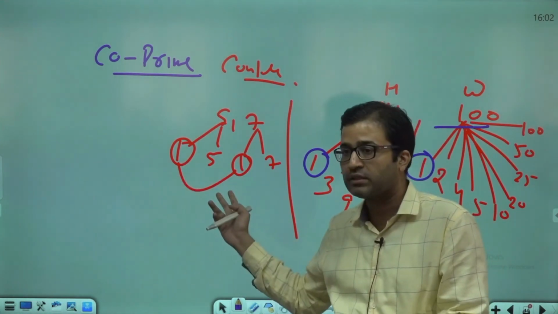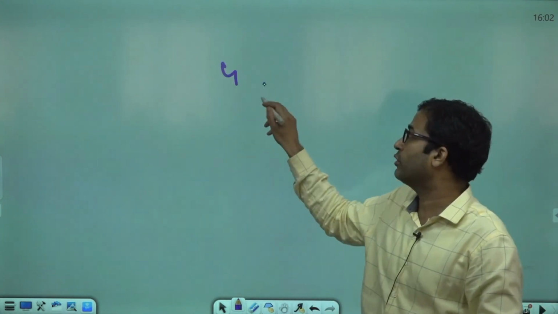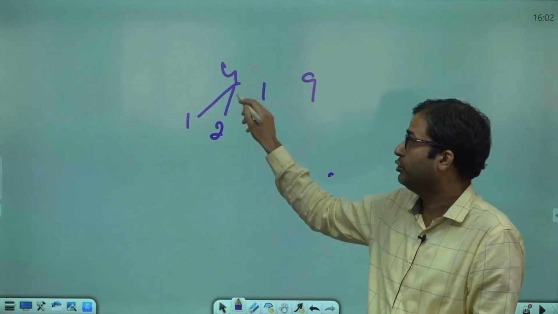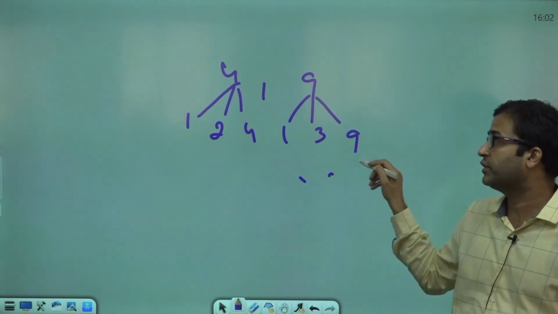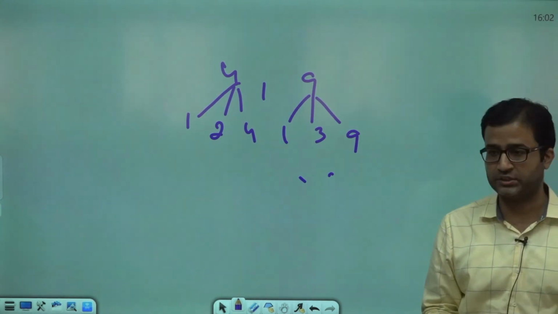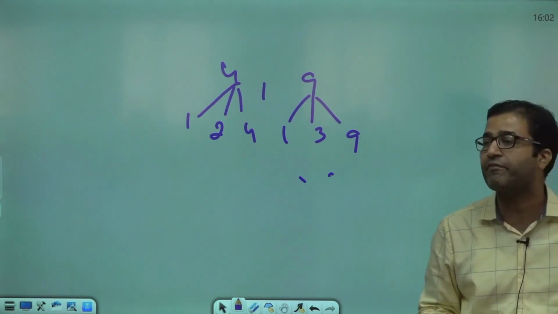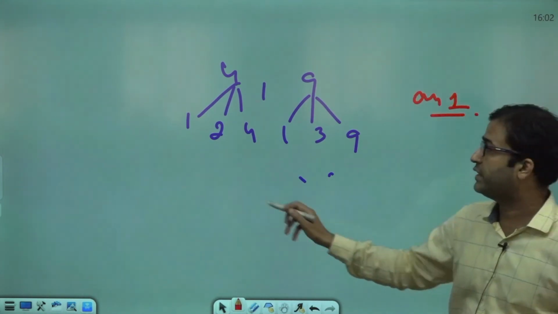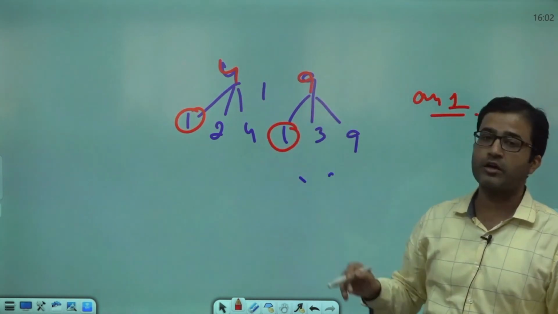Either there are two factors, but the common factor has to be 1, like 4 and 9. 4 has a relationship with 1, 2, 4. What are the relationships of 9? With 1, 3, 9. My concern is not about relationships. My concern is about the common relationship, the common factor. Factors can be n factors, but the common factor has to be only 1. See here, only 1 as a common factor. Yes, 4 and 9 are co-prime to each other.